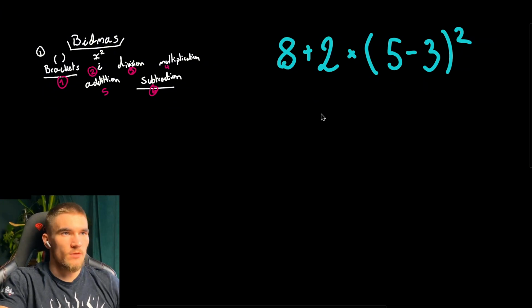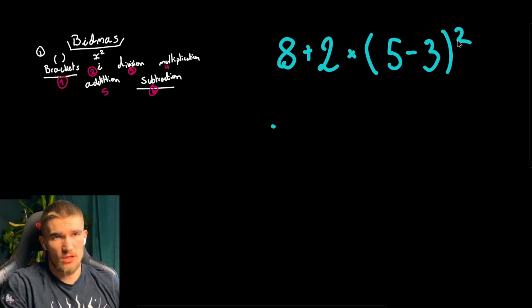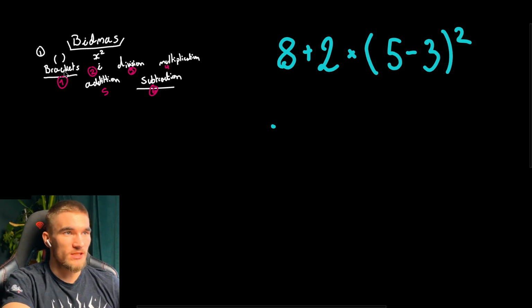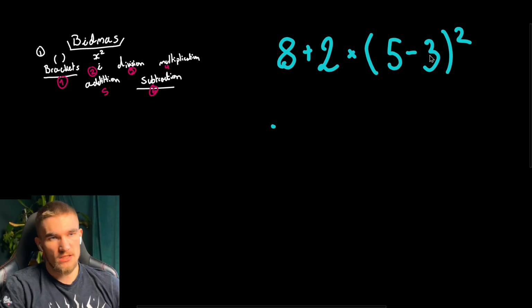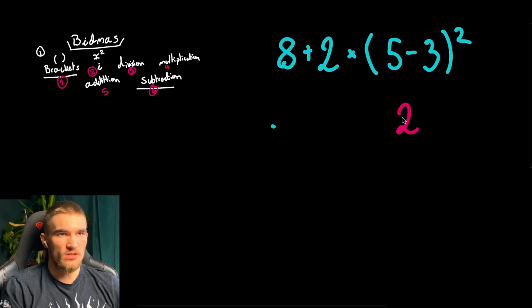Right, so we can try something like this, for example, right? 8 plus 2 times by (5 minus 3) to the power of 2. So the first thing that we have to do is deal with the brackets. So 5 minus 3 is inside of the bracket. So I'm going to do 5 minus 3, which leaves me with a 2 inside the bracket, right?